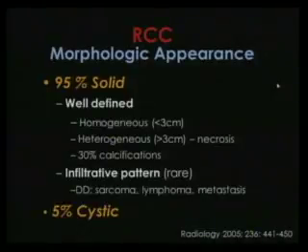Calcification, that's important to remember. When we talk about histological types of renal cell carcinomas, papillary renal cell carcinoma can calcify in 30% of the cases. Clear cell does not calcify. The infiltrative pattern is very rare, and when it's present, the differential diagnosis we have to consider is sarcomas, lymphomas, and metastases.